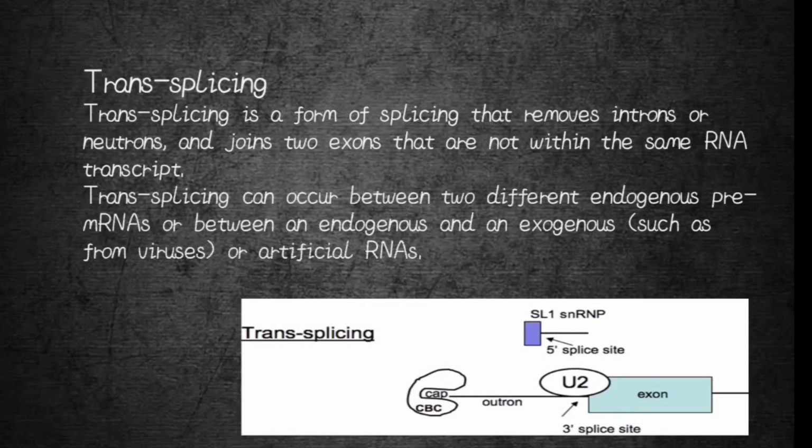Trans-splicing is a form of splicing that removes introns and joins two exons that are not within the same RNA transcript. Trans-splicing can occur between two different endogenous pre-mRNAs or between endogenous and exogenous or artificial RNAs.